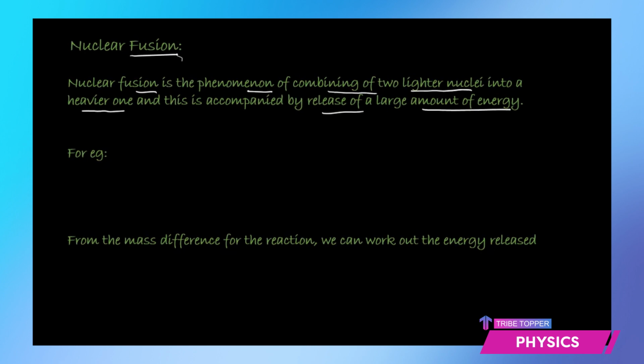So, for example, in the sun, the main reaction that is carried out is 1H2 plus 1H2, that is, two hydrogen nuclei combined to give you a helium nucleus. So, this is the process of nuclear fusion. Now, from where do you get that amount of energy released? It is from the mass difference for the reaction that we work out the energy released.